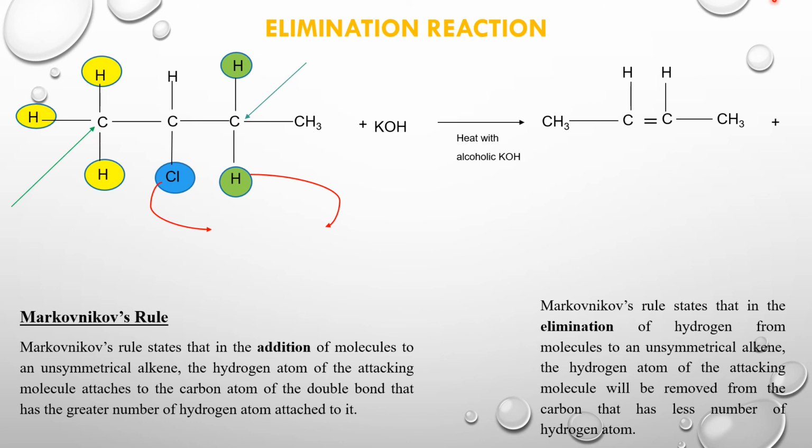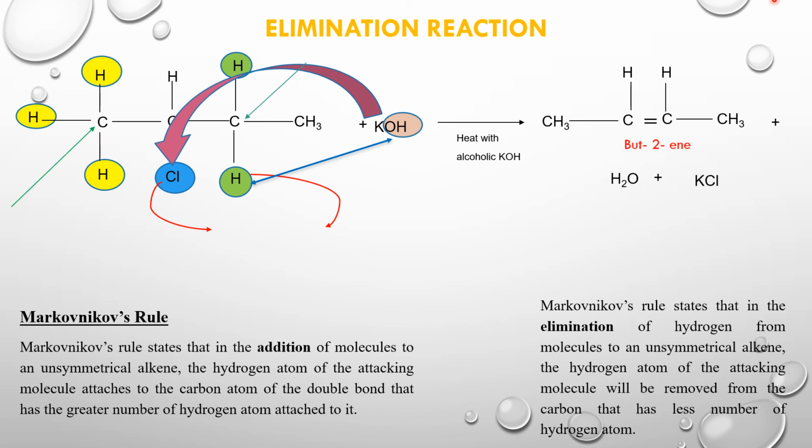Now let's look at the byproduct. What elements are coming out? The OH is now going to pick up the H that has come out. So together they will form water. And you are now left with K and Cl. So the K and the Cl will combine with each other to form KCl. So in an elimination reaction, there will be 3 products: alkene, water, and the salt. And this particular alkene is called but-2-ene. You can even write it in a condensed structural formula as shown here.